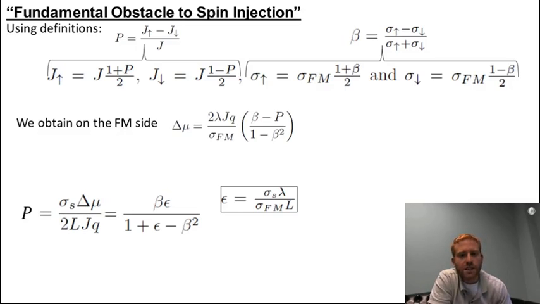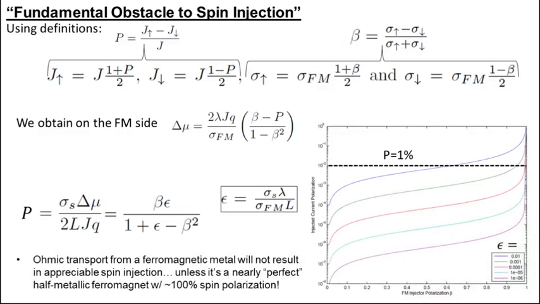If epsilon is much less than 1, then only when the bulk magnetic polarization, beta, is approximately 1, a half metallic ferromagnet, do we recover the desired case where the injected current polarization P is approximately equal to the bulk ferromagnetic polarization beta. Unfortunately, the bulk polarization of typical ferromagnets is around 50%, so as this plot shows, ohmic injection is doomed unless epsilon is at least 0.01.